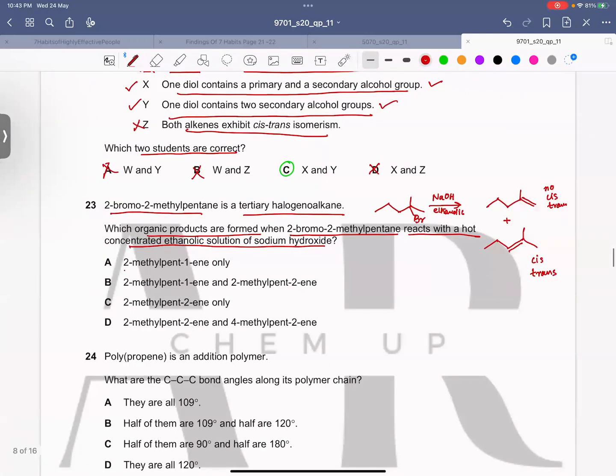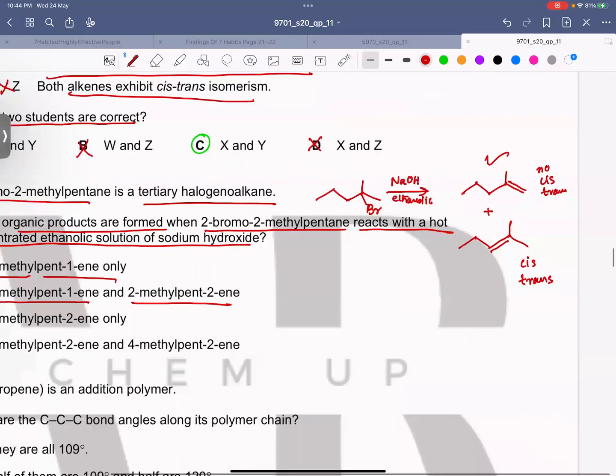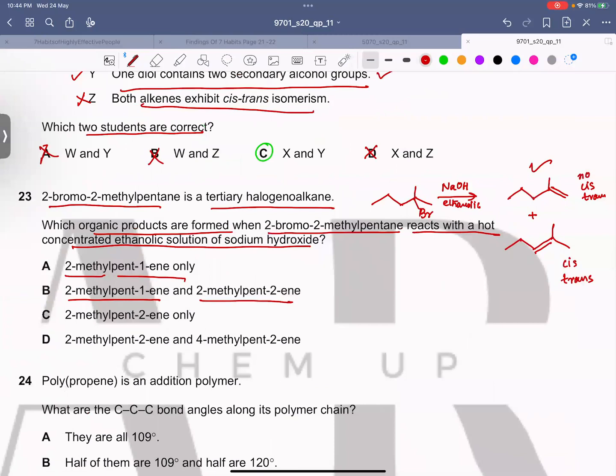So, 2-methylpent-1-ene only? No, not only. This one is the 2-methylpent-1-ene, and the other is 2-methylpent-2-ene. If you look at these two structures, this one is this and this one is this. Both are being formed. So A, C, and D are wrong, and your B option is correct. Is this clear? Yes.